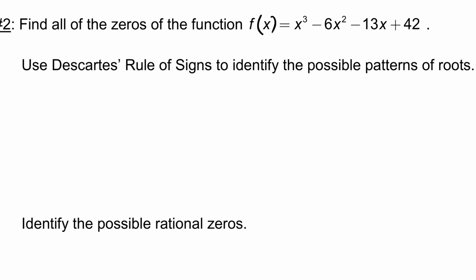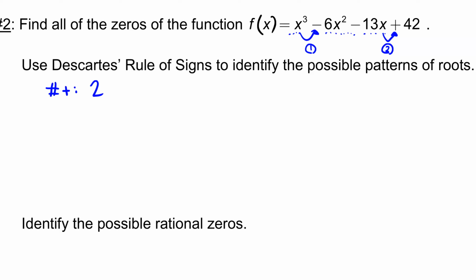So, x to the third minus 6x squared minus 13x plus 42. So use Descartes rule of signs to identify possible patterns of roots. So I just have to find out how many positive roots will there be, how many possible positive roots. So I need to go through and count how many times the sign changes. So this is positive to negative, that's one change. Negative to negative, negative to positive, that's a second change. So there are 2 sign changes. So I could possibly have 2 positive real roots.